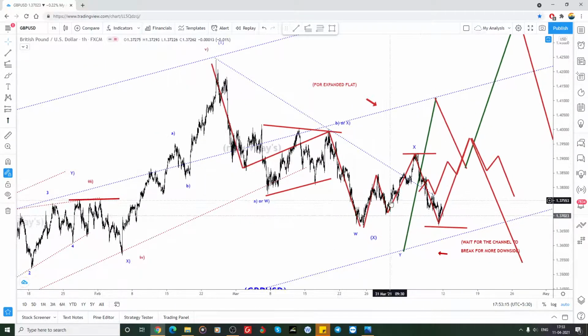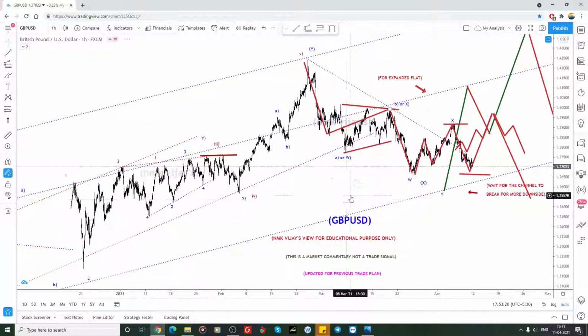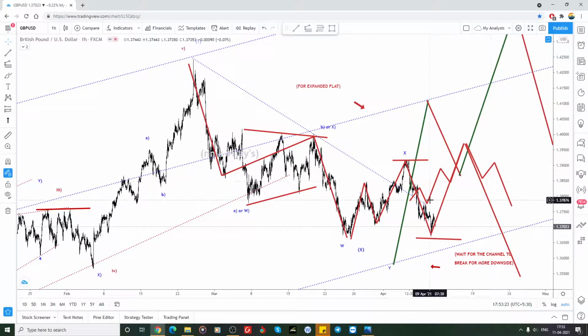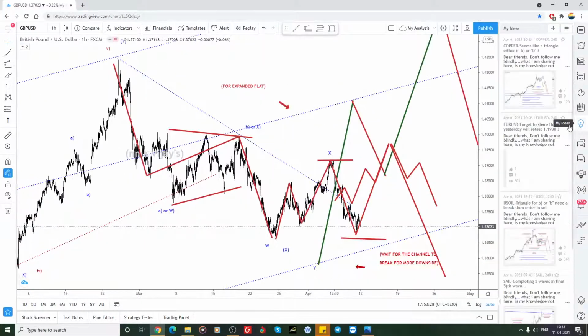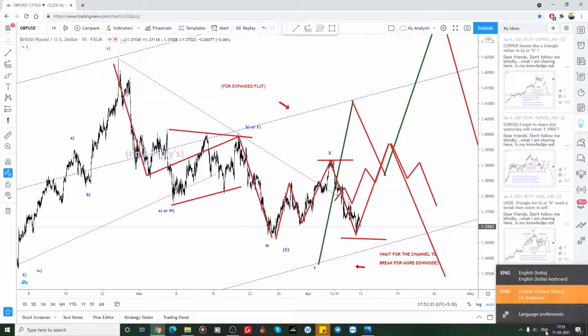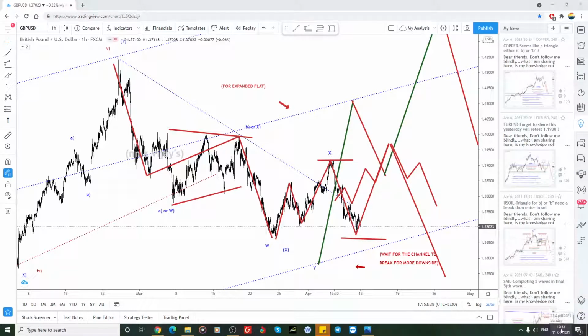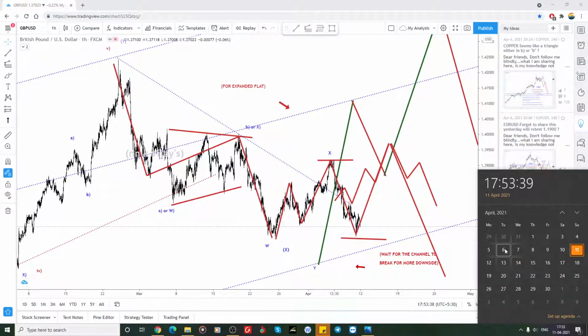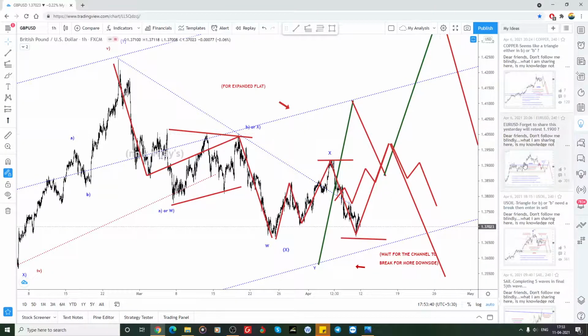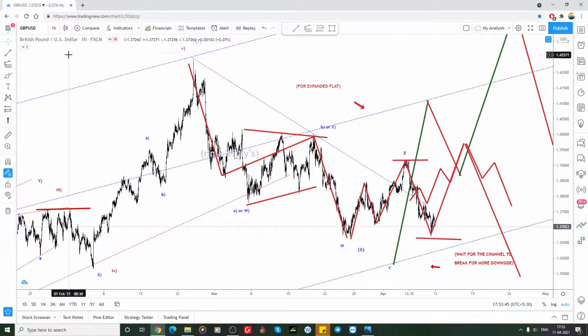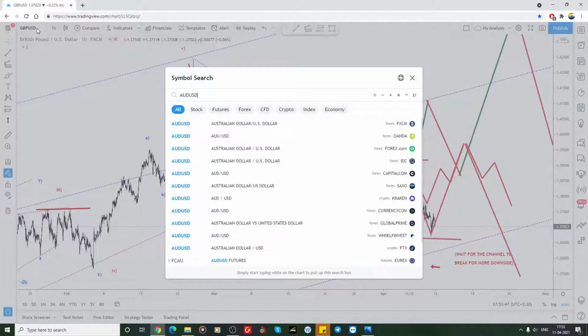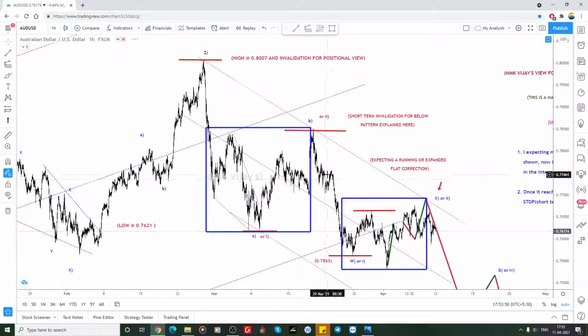If I get any intermediate timing on Monday, Tuesday or Wednesday, I can update my chart, because I haven't updated it since Tuesday, April 6th. I will update it if I get time. So let's move on to the Australian dollar.